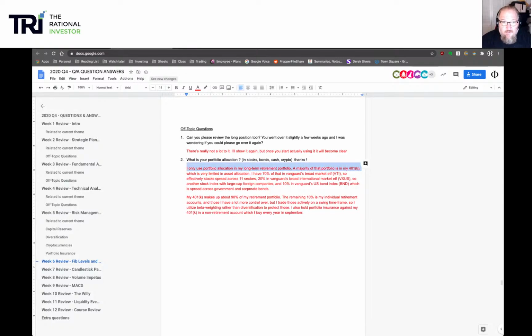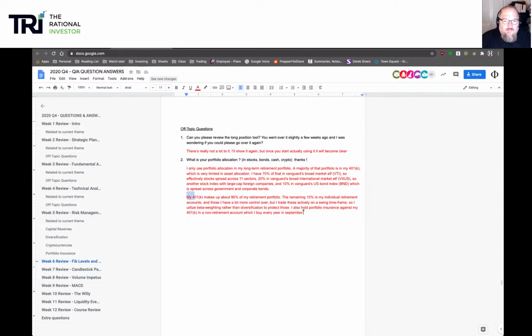And a majority of that portfolio, like 90% of that portfolio, is in my 401k, which has a very limited asset allocation. I have 70% of that in Vanguard's broad market ETF, that's the VTI. So that effectively is stocks across 11 sectors, right? It's pretty weighted towards technology, but it is what it is. And then I have 20% of that in their international market, the VXUS, so that's large cap foreign companies. Okay, and then I have 10% in their U.S. bond index, which is spread across both government and corporate U.S. corporate bonds.